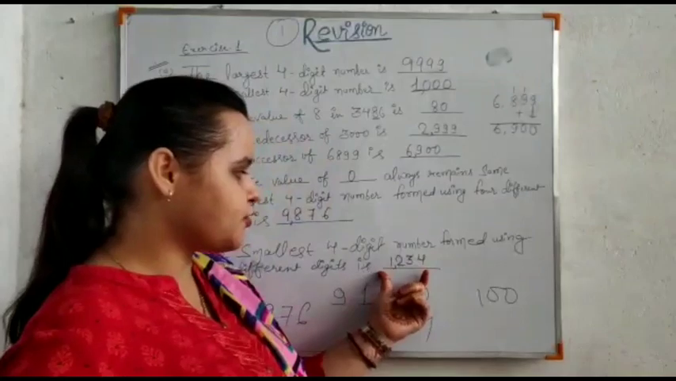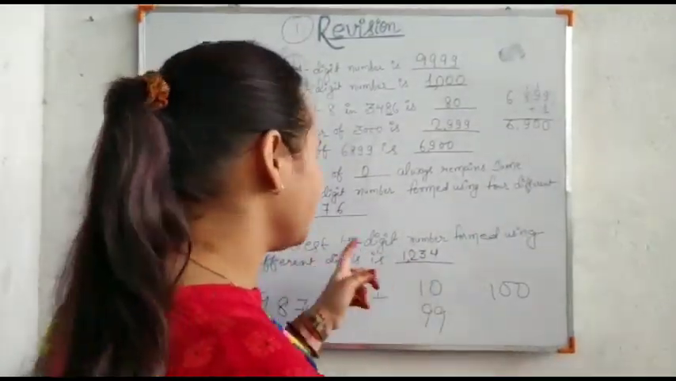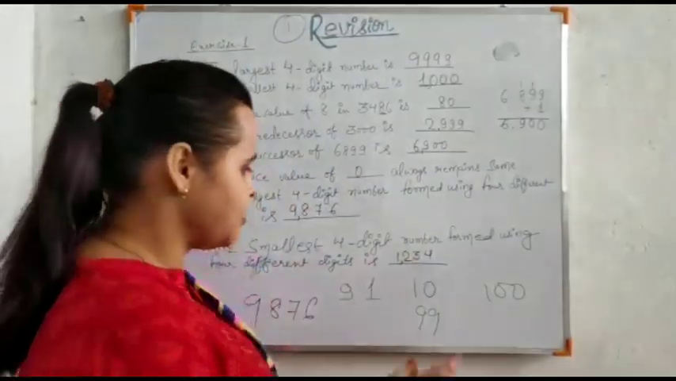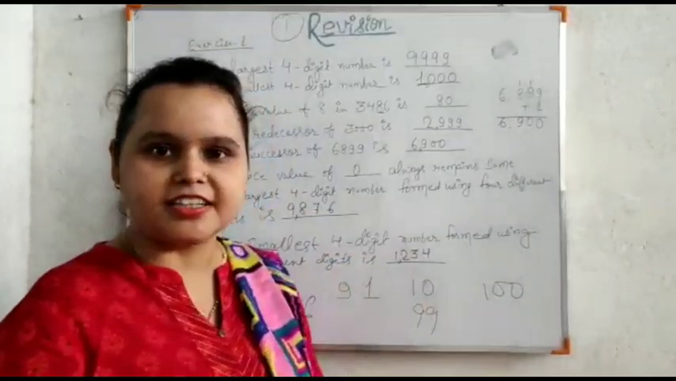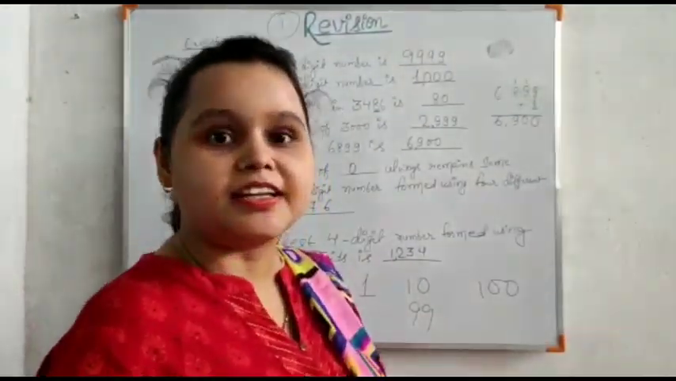1234. These 4 are the 4 different digits and this is the smallest 4 digit number formed using 4 different digits, 1234.